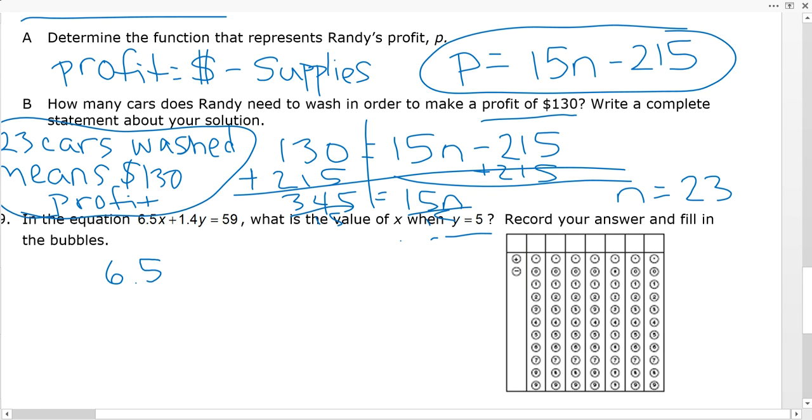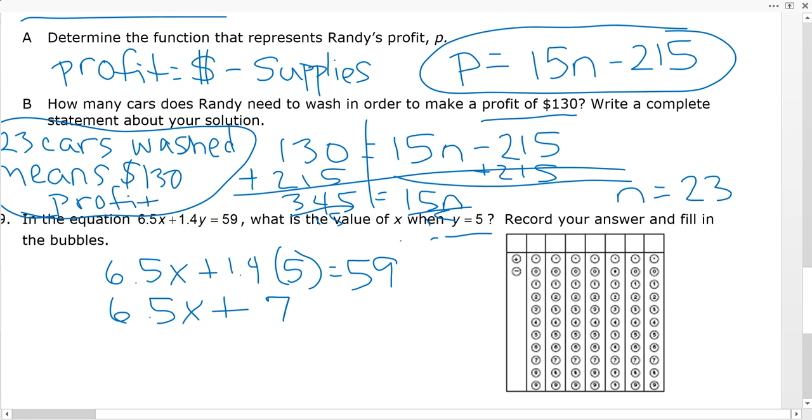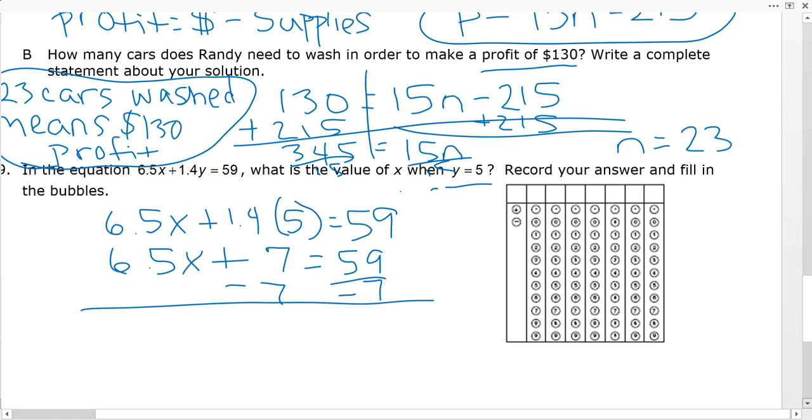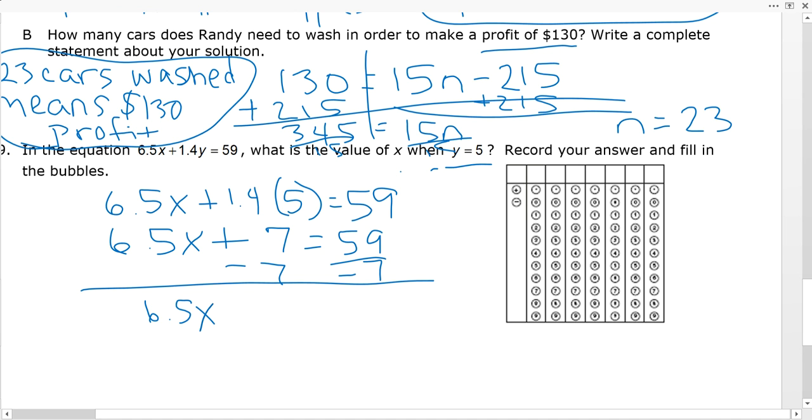So we have 6.5x plus 1.4 times 5 equals 59. 6.5x plus 5 times 1.4 is 7. I'm going to take 7 away from both sides. I end up with 6.5x equals 52, which is 59 minus 7. Divide both sides by 6.5. And I end up with 8.